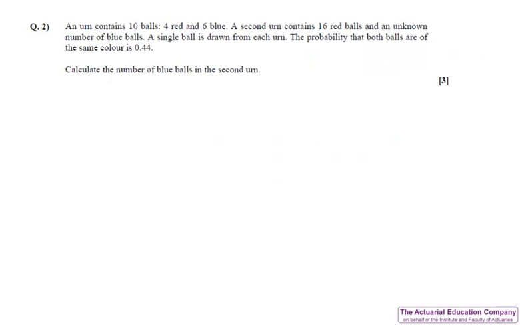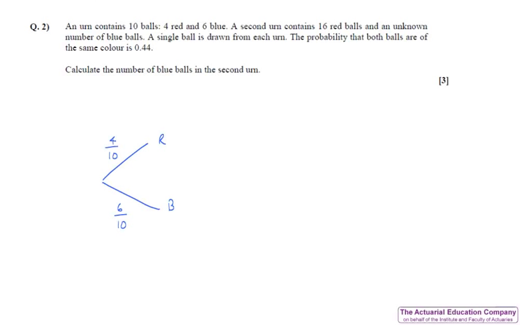Question 2. Tests probability from Chapter 2. We have 2 urns with red and blue balls, but the number of blue balls in the second urn is unknown. However, we are told the probability that both balls are the same colour. A simple tree diagram will solve this.